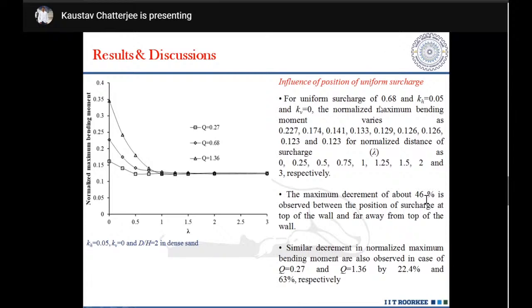Similarly, for a uniform surcharge of 0.68 and KH as 0.05, KV equals 0, the normalized maximum bending moment varies in this particular manner. It reduces as my lambda increases from 0 to 2, and a decrement of 46% is observed as the position of the surcharge changes from the top of the wall to far away from the wall. The same thing is observed for other magnitudes of surcharge.